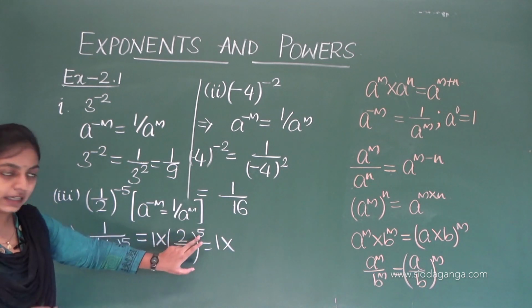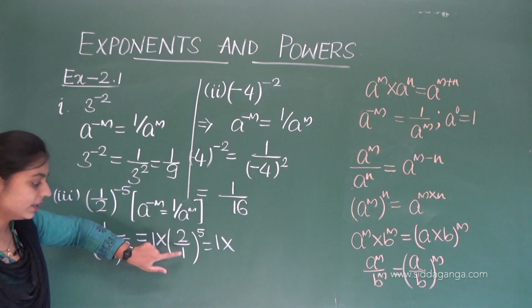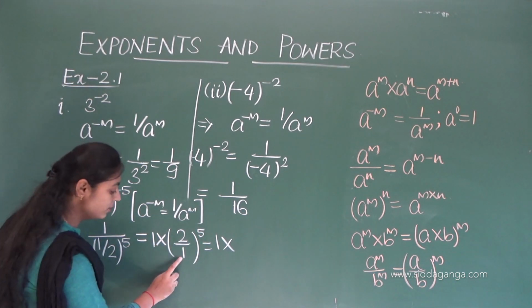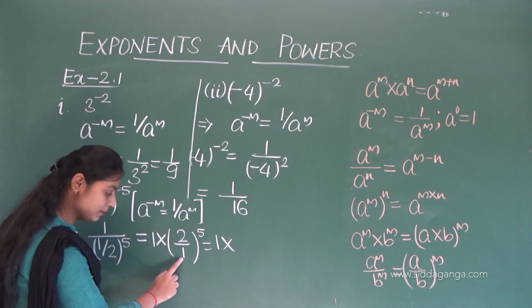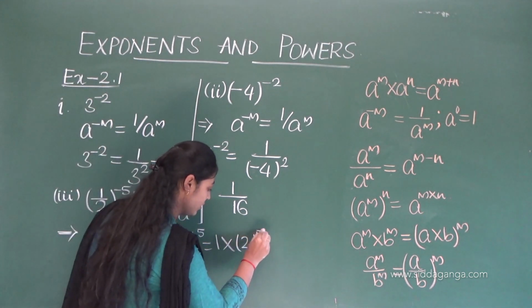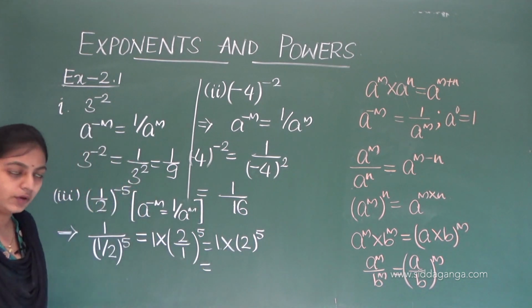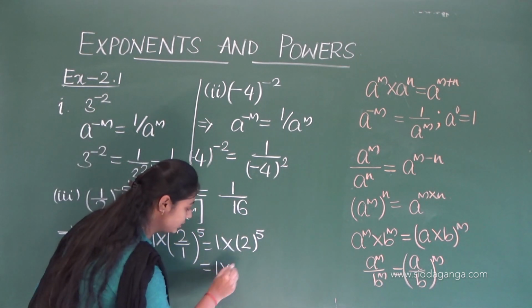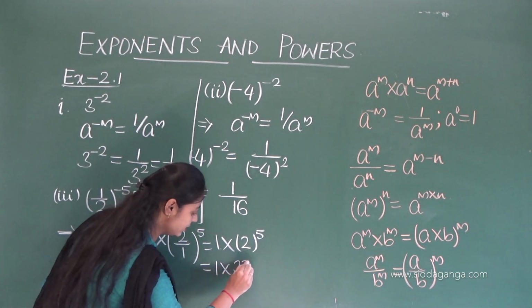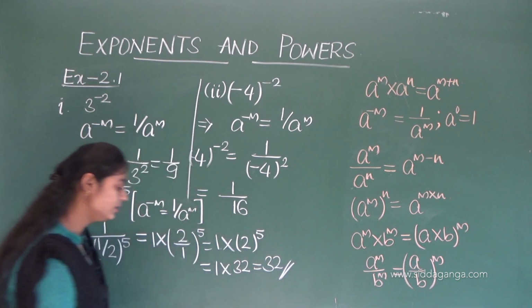This exponent, or this power 5, applies to both the numerator and the denominator. 1 raised to the power of 5 is nothing but 1. So, 2 raised to the power of 5, that is equal to 1 into 2 raised to the power of 5. 1 into 2 power 5 is 32, that is equal to 1 into 32 is 32.